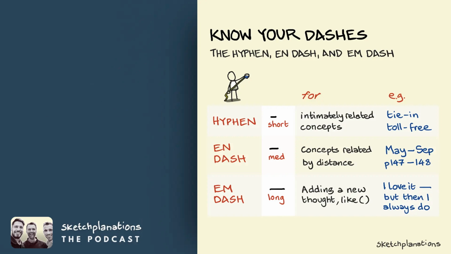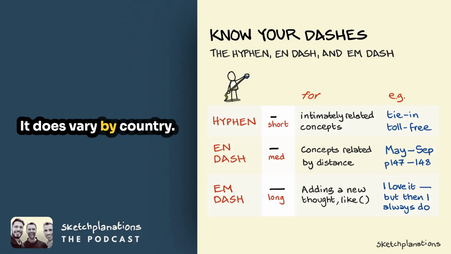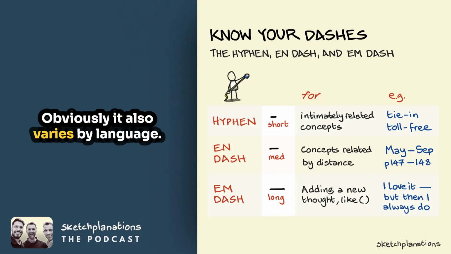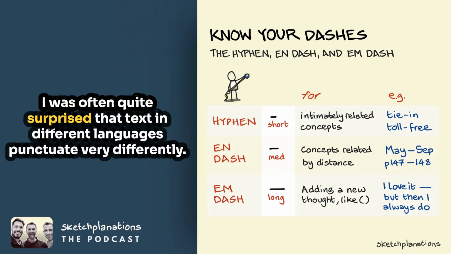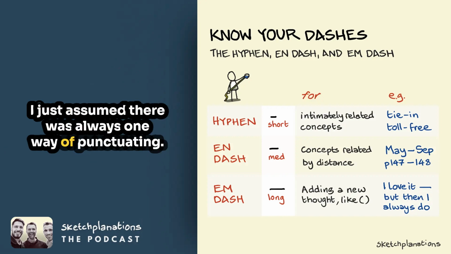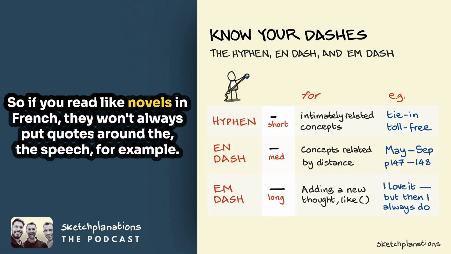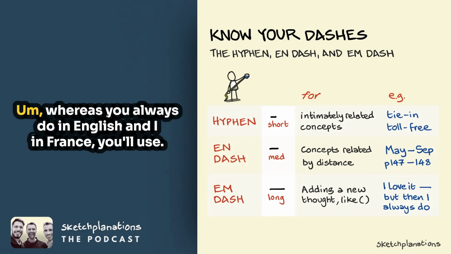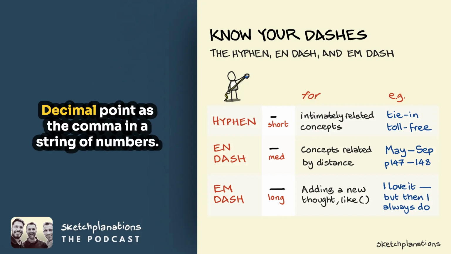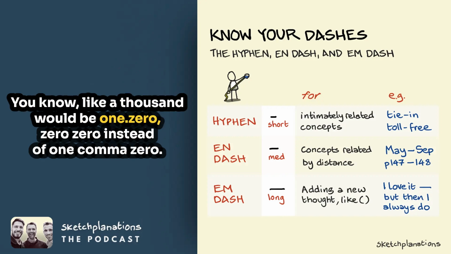Are you kidding me? I'd just say that it does vary by country, and obviously, it also varies by language. I was often quite surprised that text in different languages punctuate very differently. I just assumed there was always one way of punctuating. You're right. If you read novels in French, they won't always put quotes around the speech, for example, whereas you always do in English. And in France, you'll use a decimal point as the comma in a string of numbers. Like 1,000 would be 1.000 instead of 1,000.